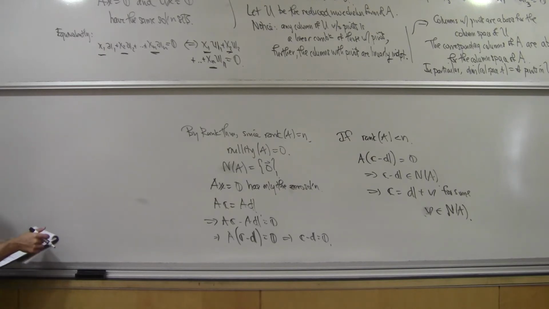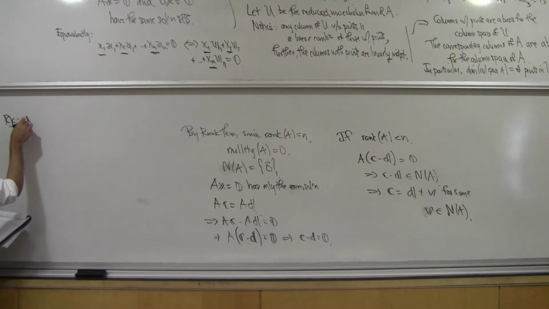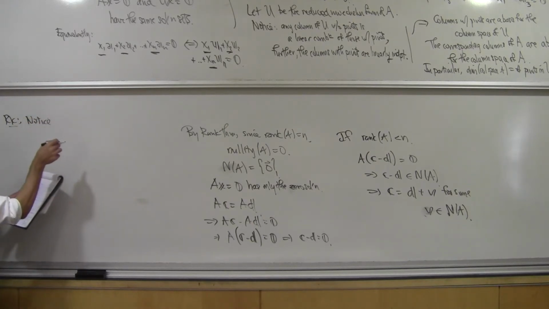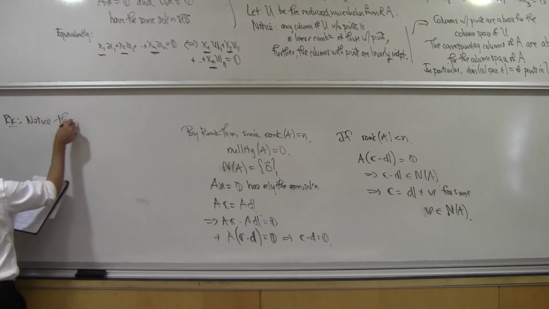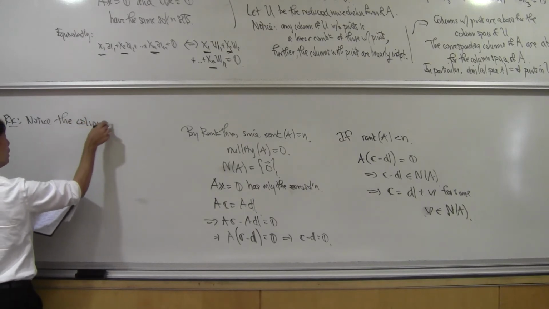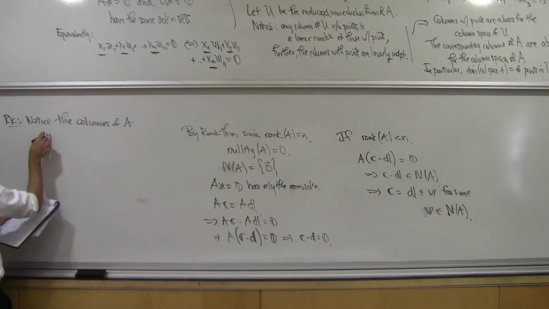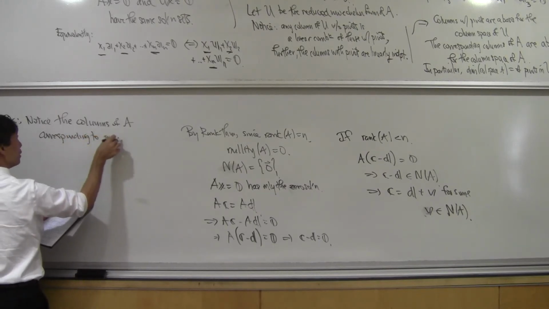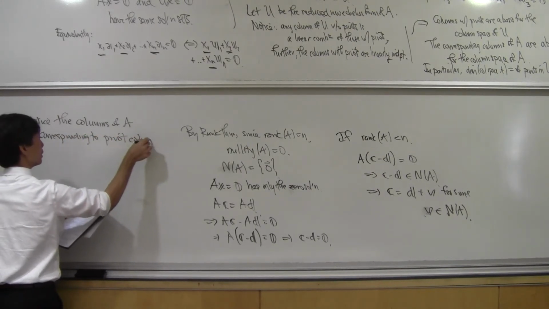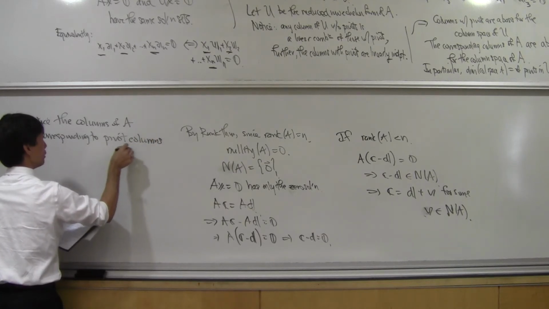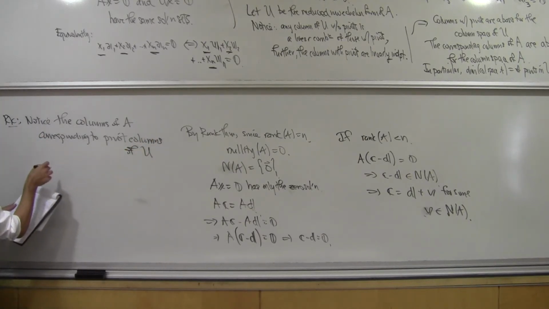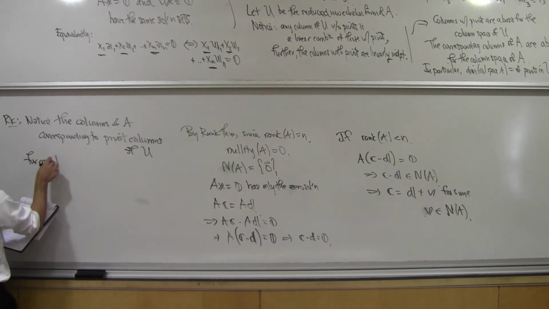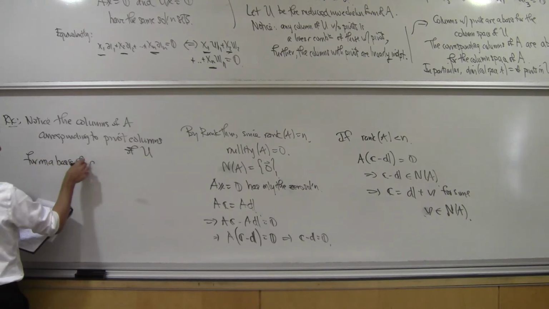Okay. So along the way, you get that. Notice that the columns of A corresponding to pivot columns of U form a basis of the column space of A.